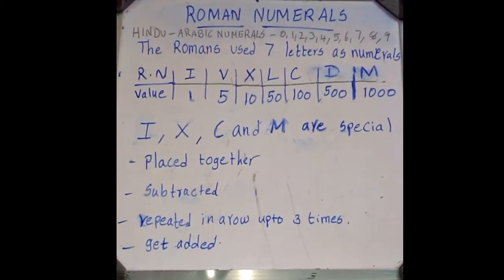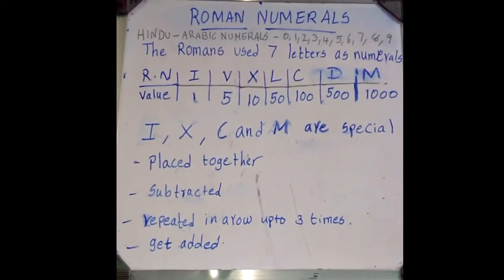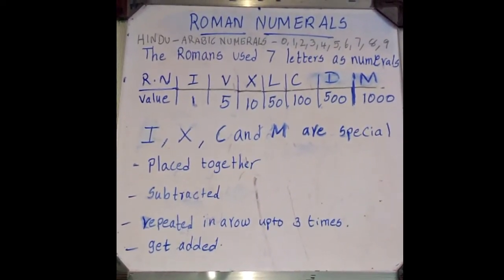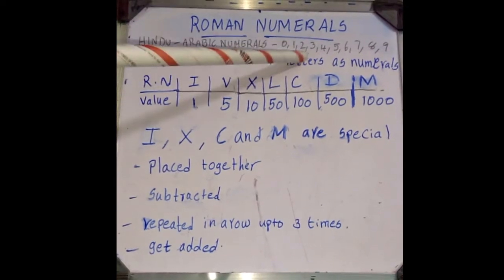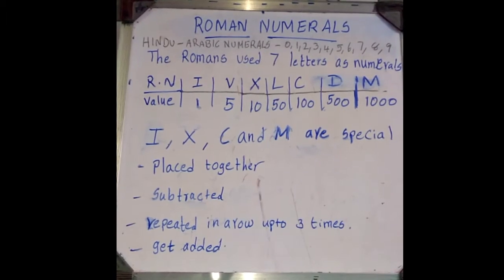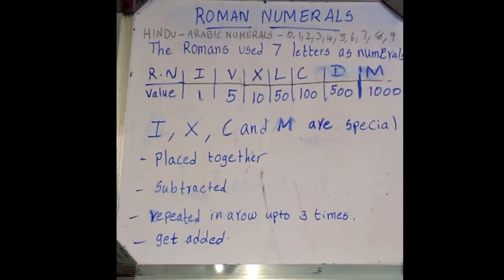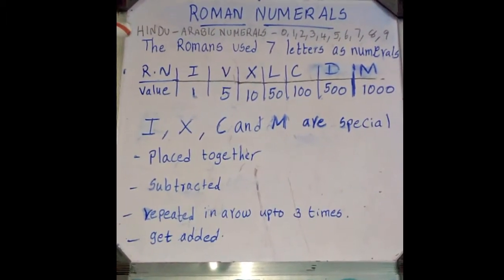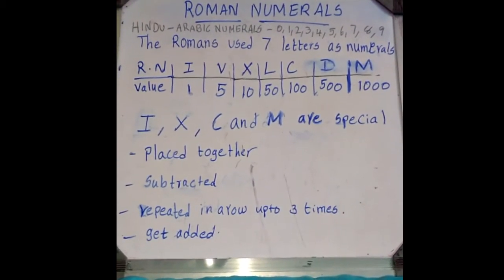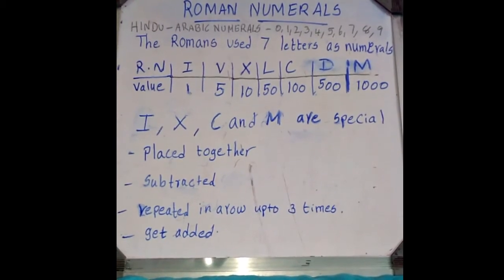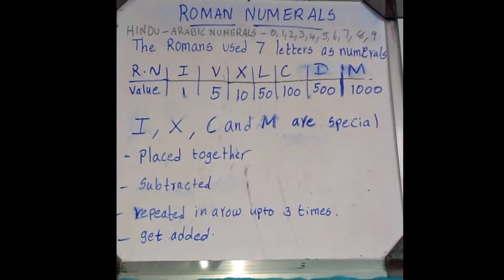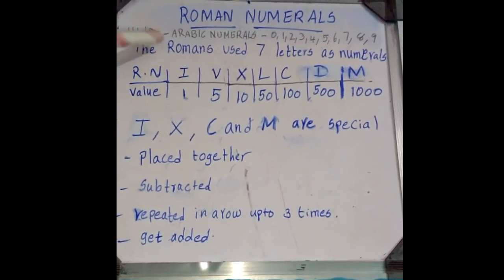Everyone, today we learn about Roman numerals. Numerals are used to represent numbers. Generally, we use the numbers 0, 1, 2, 3, 4, 5, 6, 7, 8 and 9. These are called Hindu-Arabic numbers because they were first used by the Indians. Later, these numbers were spread around the world by Arabs. So they are called Hindu-Arabic numbers.